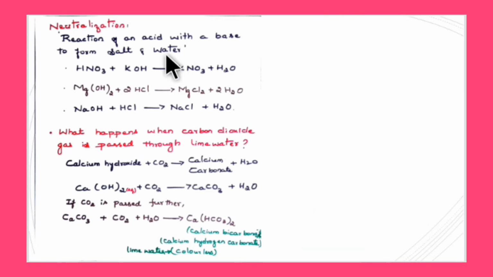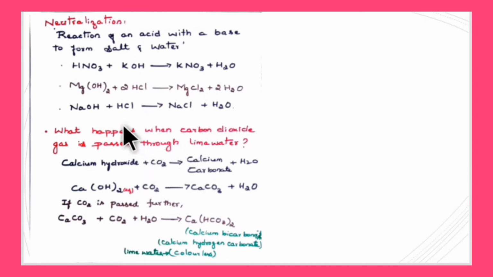I have also listed a few other examples. HNO3 is an acid plus KOH is a base, and it gives the corresponding salt and water. Here also for magnesium and sodium hydroxide, I just explained this. So this is called the neutralization process.